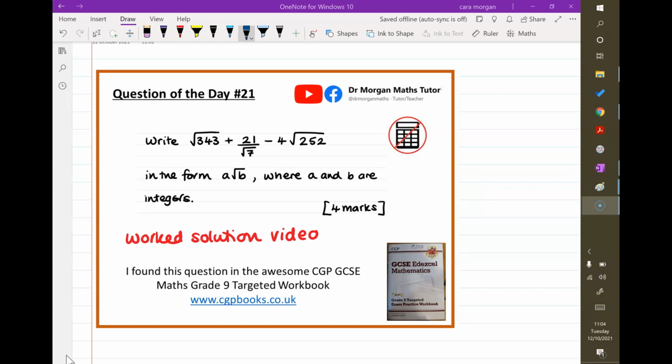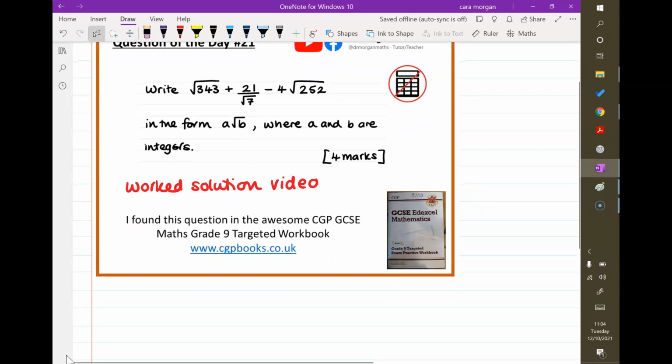So I've got to write that expression in the form a root b, where a and b are integers. And if you don't know what an integer is, they are just like whole numbers, but they also include negatives as well. So any of those whole numbers, including 0, and they can be positive or negative. So I've got to write root 343, probably in a different way.